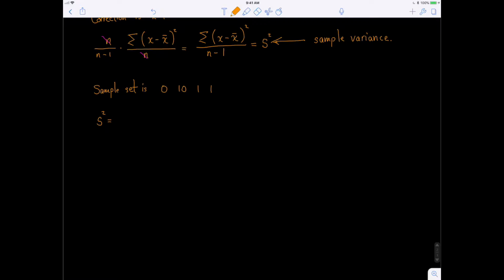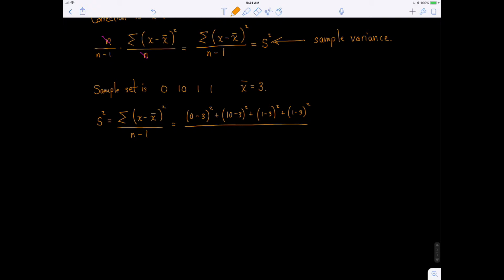We remember this s squared is the sum of the data minus the mean, squared, divided by n minus 1. So here we go. Our first data value is 0 minus, and our sample x bar we calculated earlier is 3. So I have 0 minus 3 squared plus 10 minus 3 squared plus 1 minus 3 squared plus 1 minus 3 squared, divided by, now notice that our data set has 4 values, so n is 4, so we're going to write 4 minus 1.